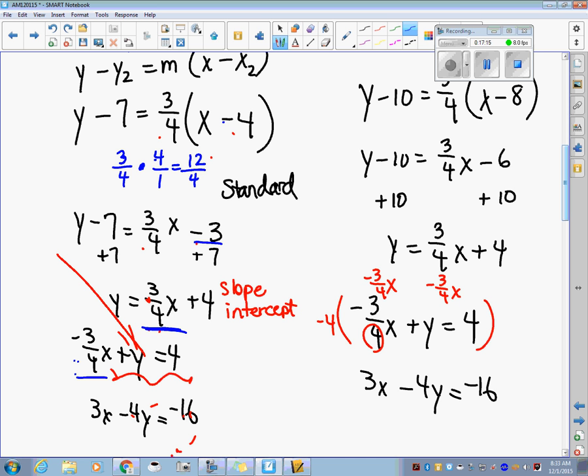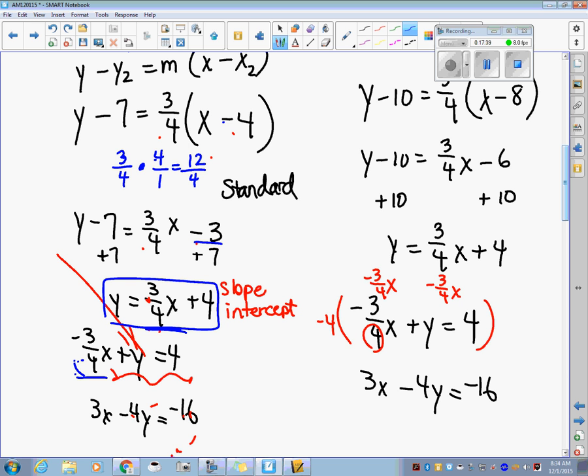So again, this is slope-intercept form. And from there, you can change it to standard form. So pay attention to what the directions ask for. Sometimes it'll ask for slope-intercept form. Sometimes it'll ask for standard form. So I'm going to subtract 3/4 x from both sides. And again, this is not an integer.